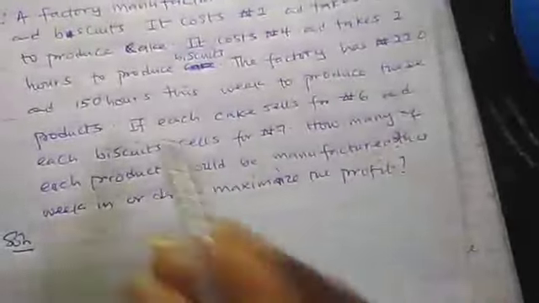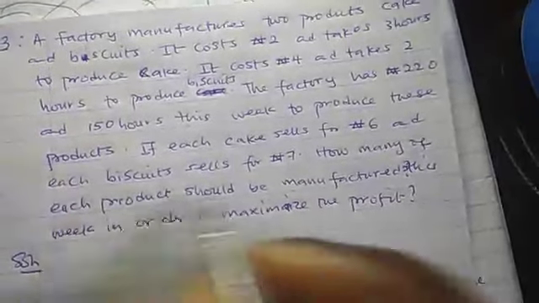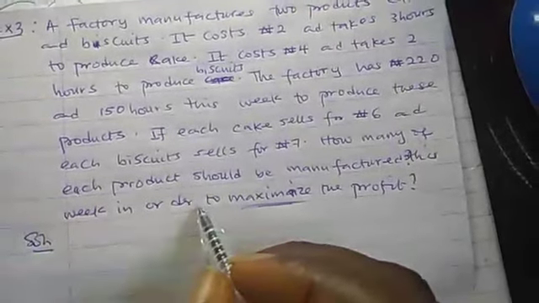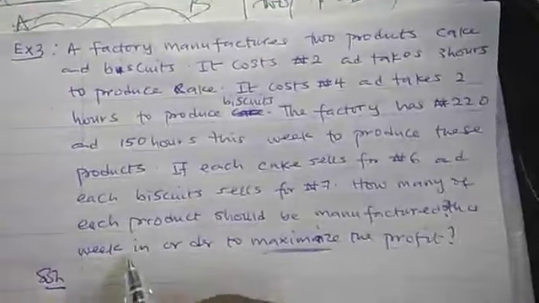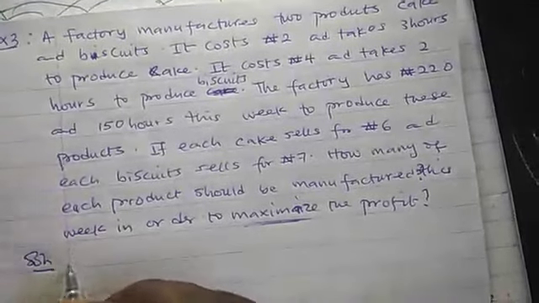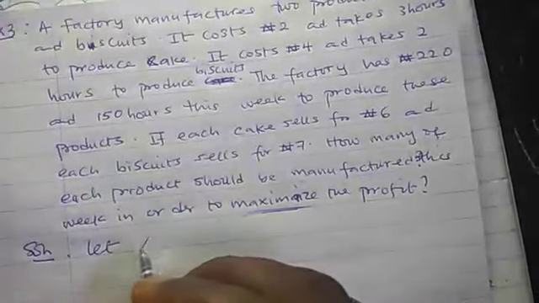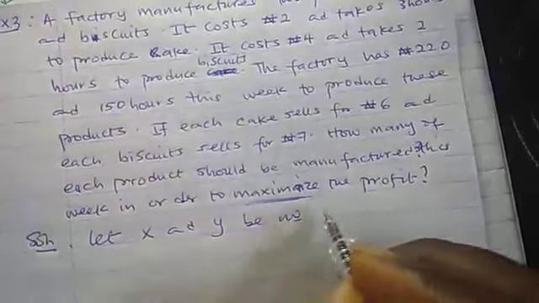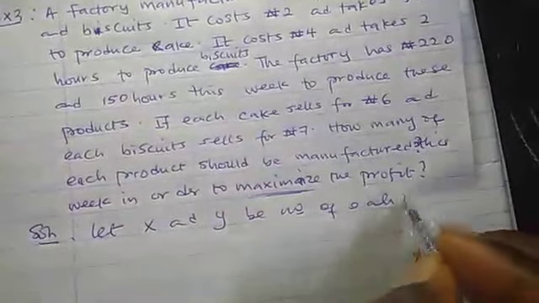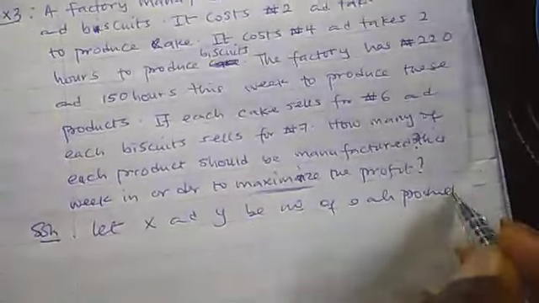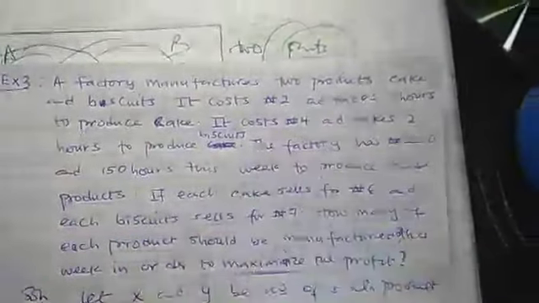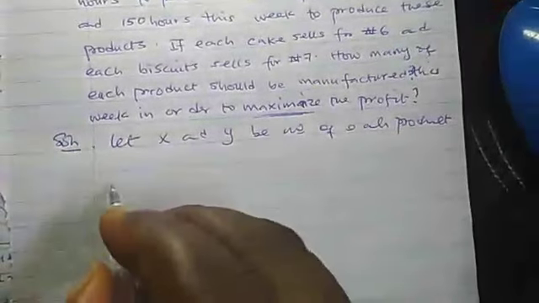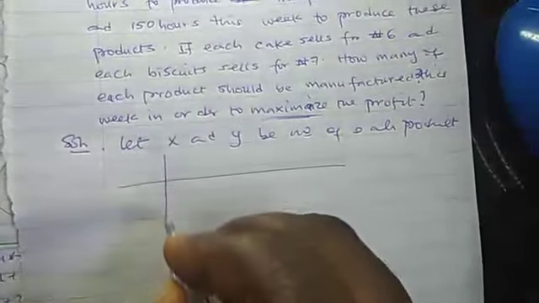In order to maximize the profit, it's talking about maximization here. So the first thing is that let us first know our decision variable. So let x and y be the number of each product, that is each of cake and biscuit. All these things, we can write in this format. You can write them like this.